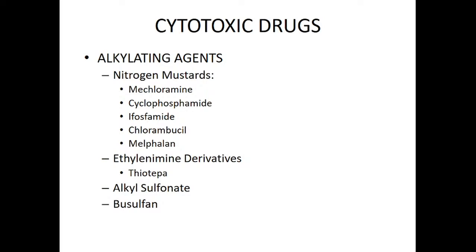So meclorethamine is another name for mecloramine. Some people call it mecloramine, some people call it meclorethamine. Mecloramine or meclorethamine is a nitrogen mustard, an alkylating agent in the broad category. It is an electrophilic compound, and it goes and binds to the nucleophilic DNA and collapses the structure.